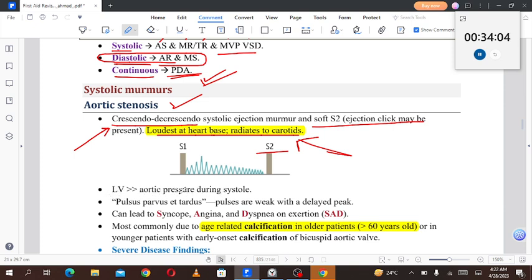The left ventricular pressure goes way higher than the aortic pressure during systole because of the aortic stenosis. If the aortic valve is stenosed, the left ventricle has to push very hard to push the blood into the aorta. There was a picture.